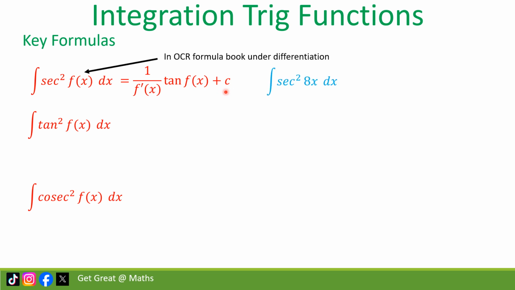So we're going to look at integrating sec squared of 8x. The differential of 8x is 8, so we're going to divide by 8. So I've got tan of 8x plus c.